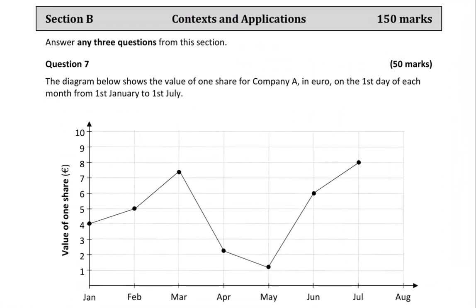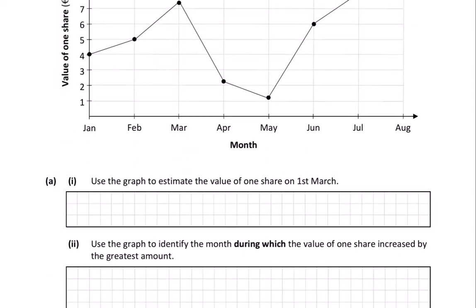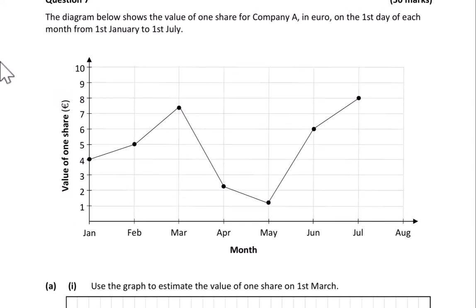Okay, so this is question 7. The diagram below shows the value of one share for company A in euro on the first day of each month from the 1st of January to the 1st of July. We have to use the graph to estimate the value of one share on the 1st of March. So the 1st of March is here, and you would come up along here, use a ruler, and then come across here. If you use a ruler, it'll be a little bit below halfway between 7 and 8. I'm going to say €7.30.